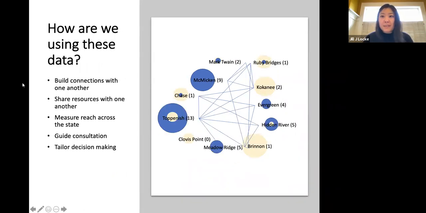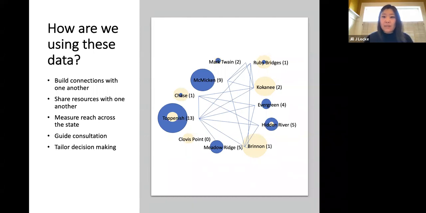So how are we using these data? Well, we're really trying to understand the map and the picture of our schools and how they're connected. So our goal is to really build connections with one another. So where can we continue to foster relationships and build connections with school sites among our demonstration projects? We also want to look at how we can share resources with one another. So if there are sites that are actively sharing resources, how do we get other sites to also actively share resources?